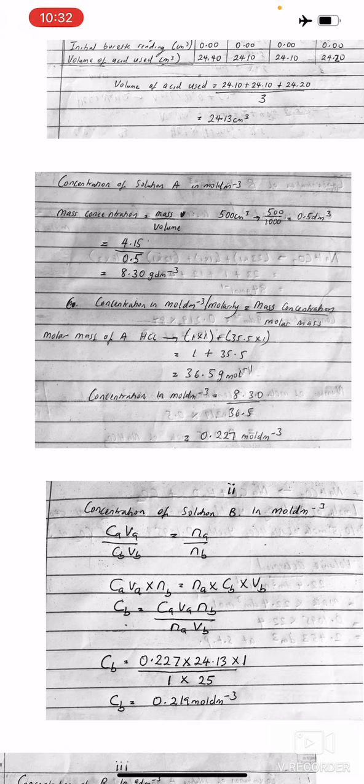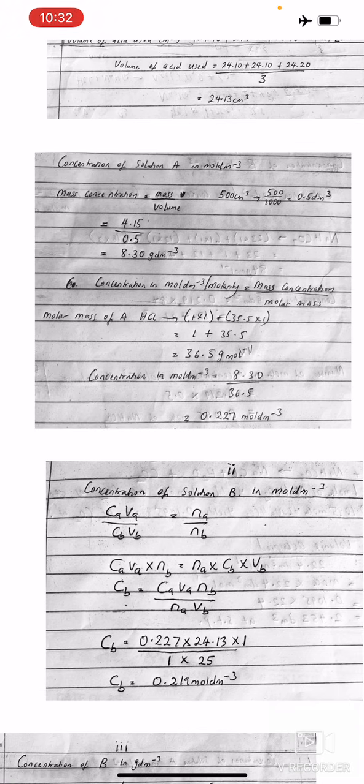And when you are working in mole per dm³, your answer must be in at least 3 significant figures. If I just write 0.2, you will lose marks. If you just write 0.23, you will lose marks. It must be in 3 significant figures.